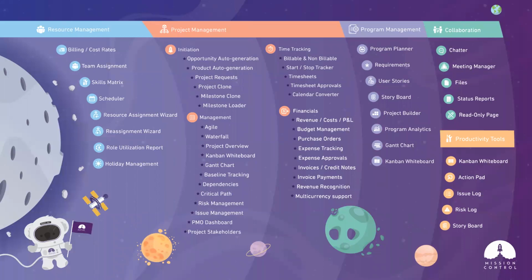For kicking off a project, we'll be covering today the auto generation from an opportunity. You can also clone a project, and then we have a milestone loader where you can look back to a previous project or a template and actually build out an existing project on the fly. As far as management, we can handle both agile and waterfall methodology. Project overview gives you a 360-degree view of one particular project. We have a really nice whiteboard, Gantt chart that comes complete with baseline tracking. You can create dependencies and identify critical path.